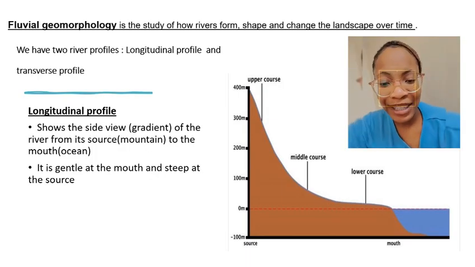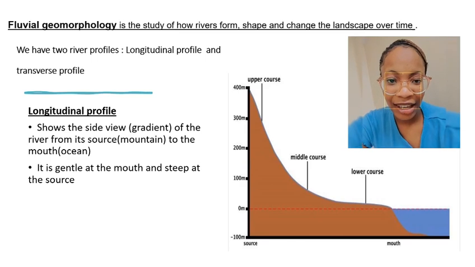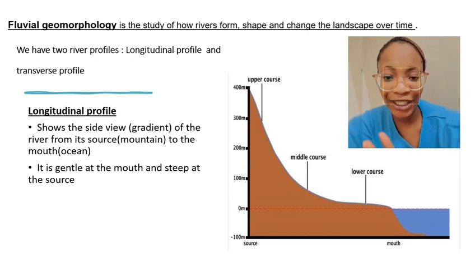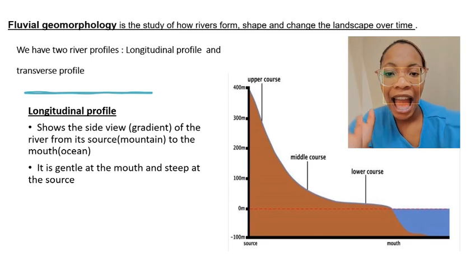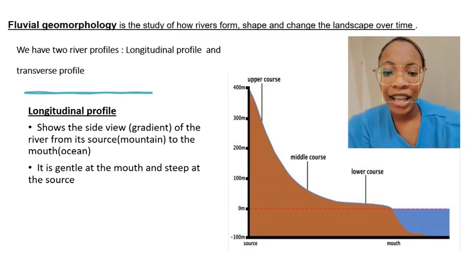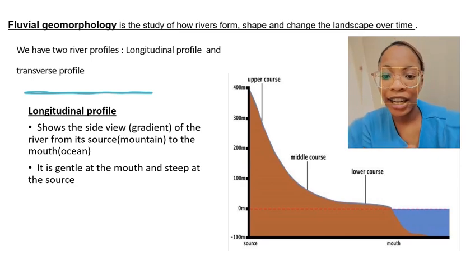So now we'll be diving into the main ideas. Fluvial geomorphology. If I may ask, what is fluvial geomorphology? Yes, fluvial geomorphology is our topic for today, but I'm looking at the definition. So you may write your definition in the comment section and I'll check it out.